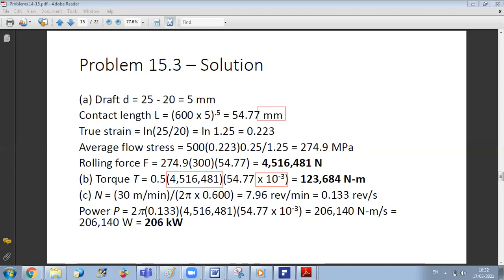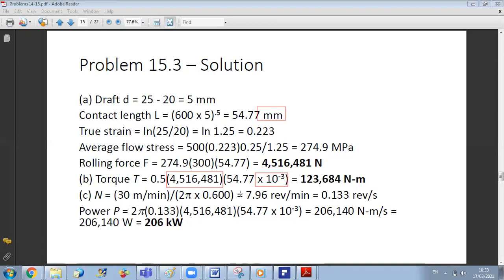Then, in the final step, if I want to calculate the total power, I use the formula of the course, which is 2 pi n times F times L. I should use n in revolution per second. So this is why I converted n. I used the formula for n anyway to have the final unit in revolution per second.